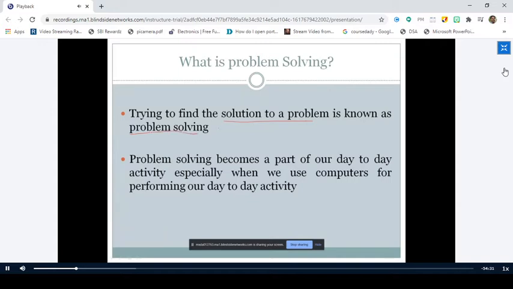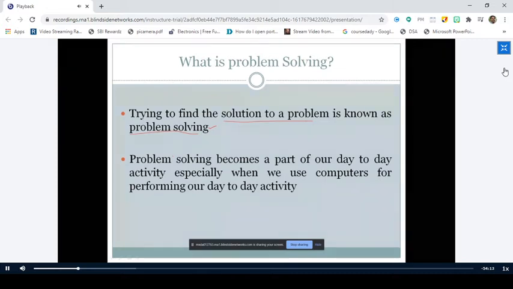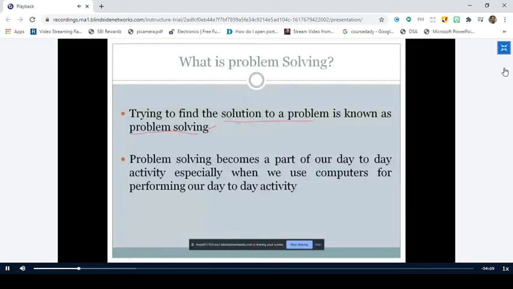And as I told, trying to find a solution to a problem, whatever problem it may be, is known as problem solving, right? You are all very aware of these things, but this is a simple theoretical topic, so please concentrate. Whenever you have a problem and you try to find the solution to it, that is known as problem solving, right? And problem solving becomes a day-to-day activity.